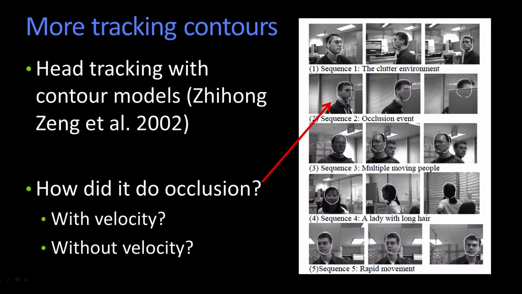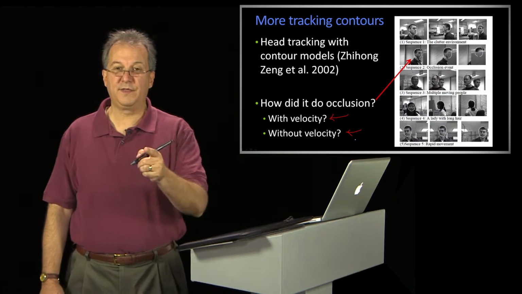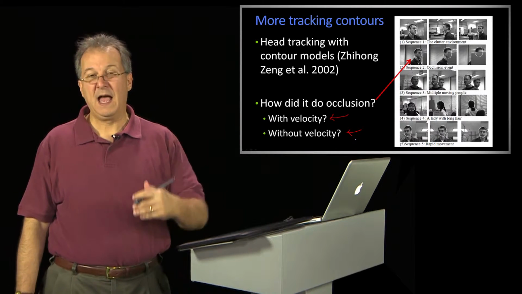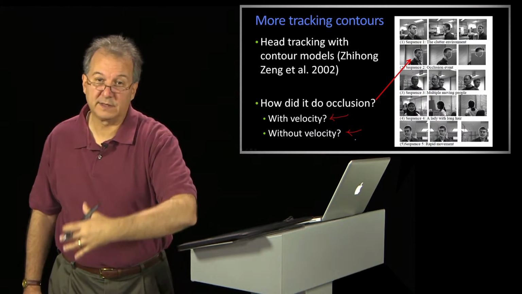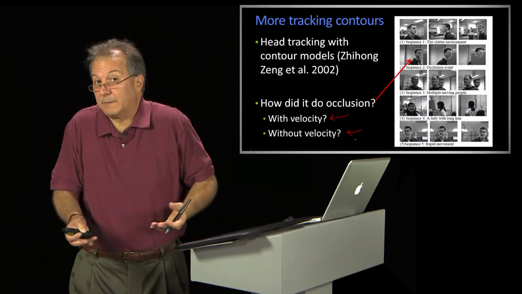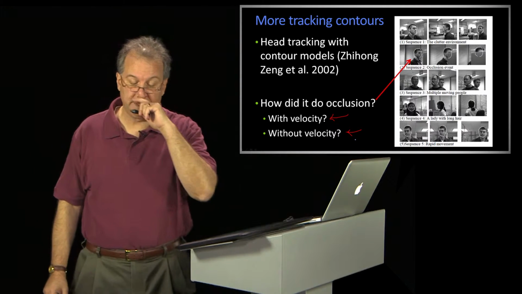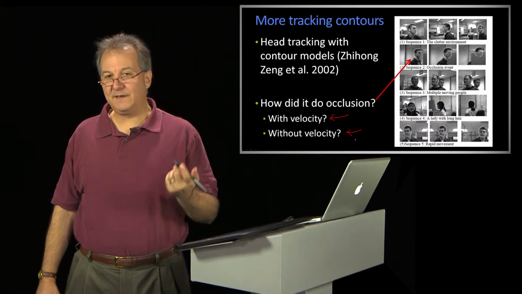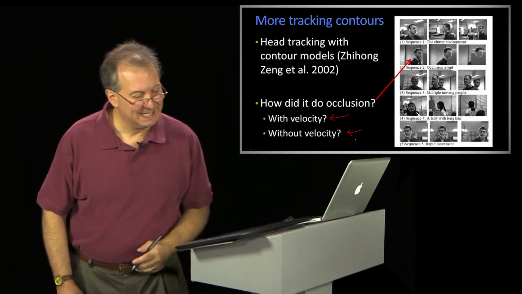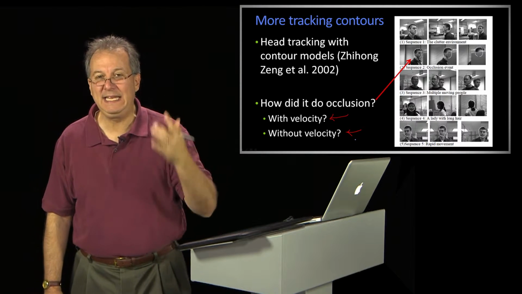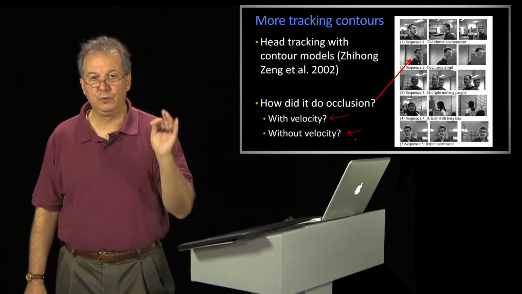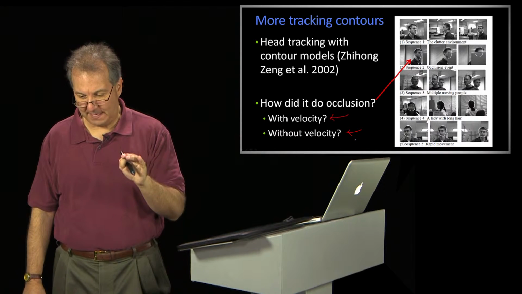Well, maybe they used velocity in their state, or maybe they didn't. What do you think? You think they did, or you think they didn't? Personally, I would have thought they did, because I know all about Kalman filtering. I know if you track velocity, it's really easy. But then if I think about particle filters, I say I probably didn't need to track velocity for the following reason. It's not the case that it has to be a great example of a head contour.